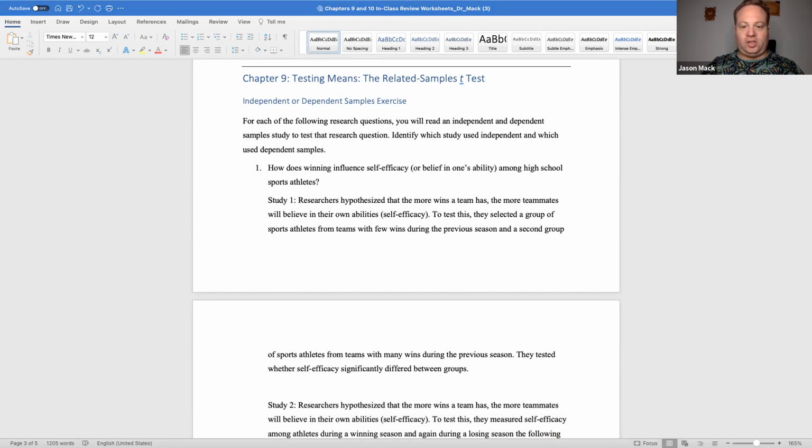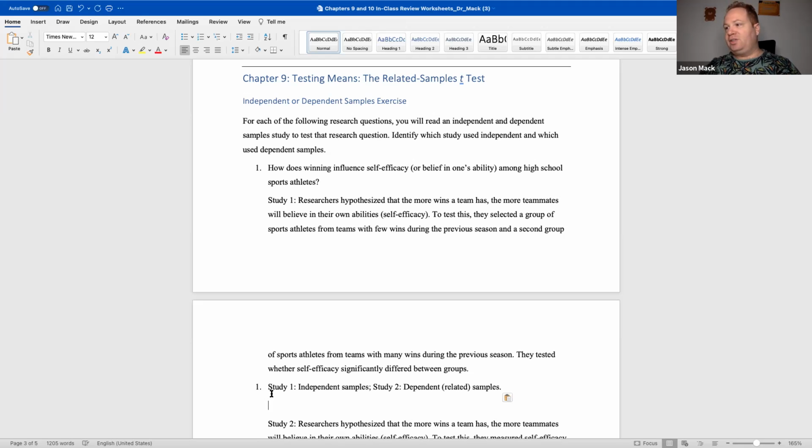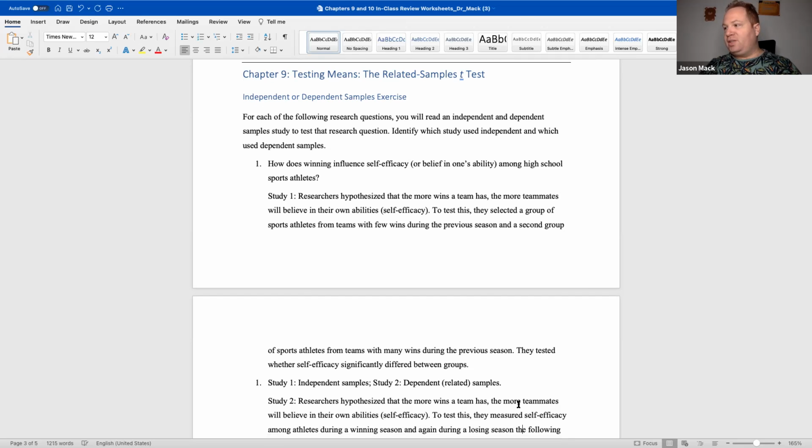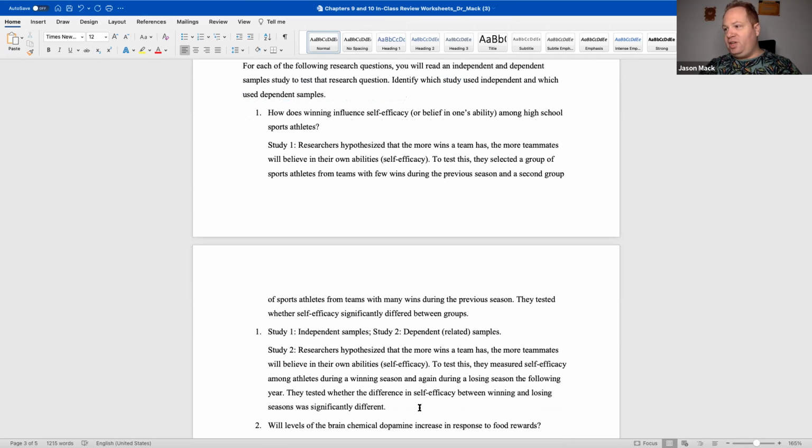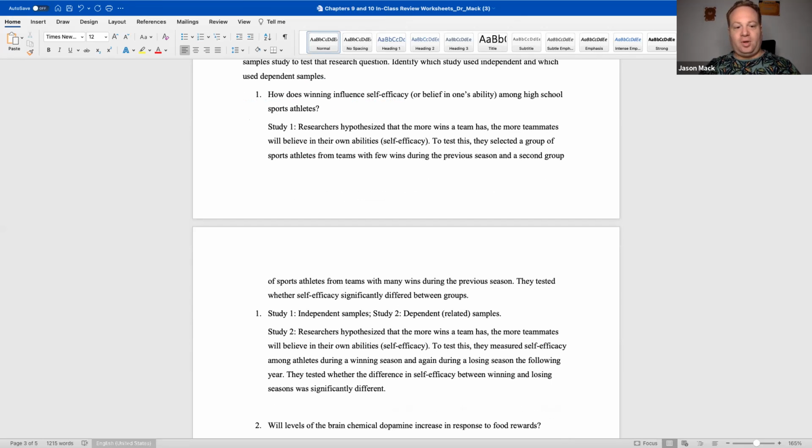So again, this is just more conceptual. Study 2: researchers hypothesized that the more wins a team has, the more teammates will believe in their own abilities, or self-efficacy. To test this, they measured self-efficacy among athletes during a winning season and again during a losing season the following year. They tested whether the difference in self-efficacy between winning and losing seasons was significantly different. Well, for this one, study 1 would be an independent sample study, and study 2 would be a dependent, related sample study.